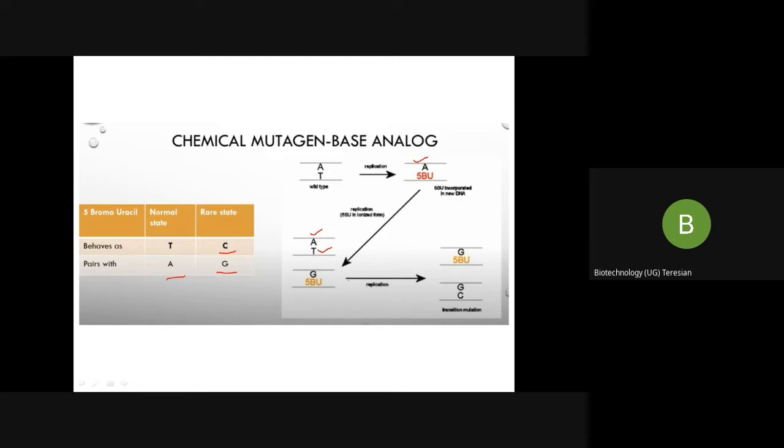Now, let us consider this alone. There is no problem here. So, let us consider here. Again, when this undergoes replication, this is now the parent strand, and its daughter strand is C. This is also fine. And here again, this strand has the 5-bromouracil, which has gone and bound with guanine.